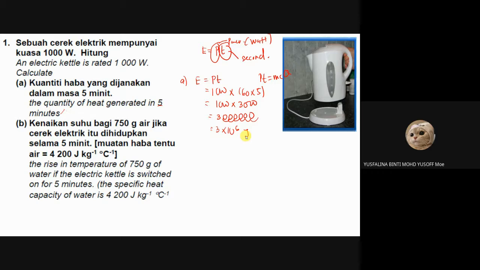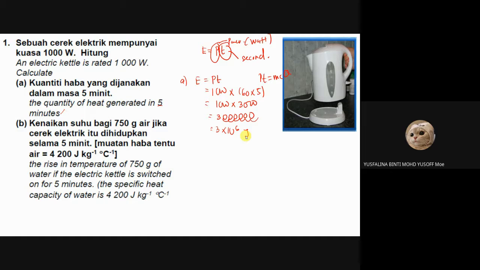3 times 10 power of 6. Okay, so B. It says here, the rise of the temperature of 750 gram of water if the electric kettle is switched on for 5 minutes. So you need to calculate the rise of temperature, means you need to calculate theta here.